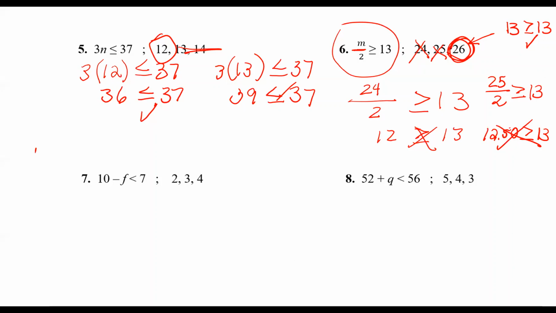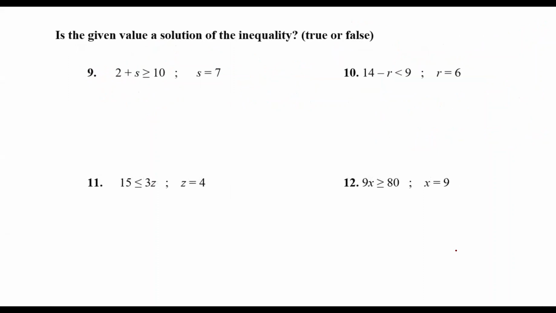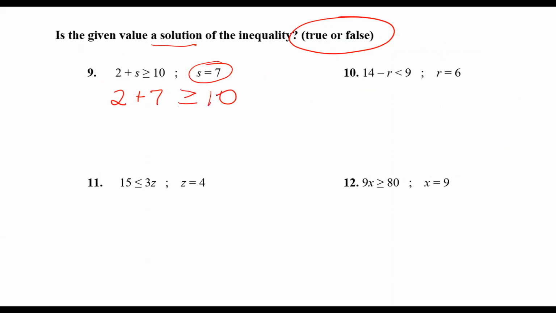All right, now let's look at, oh, we did some that are like that. Let's go ahead and look at these. This is a different type of problem a little bit. They're basically telling us, hey, I found the answer. Okay, and we're going to see if it's a possible solution. Are they right? Is the given value a solution of the inequality? And we're going to answer with true or false. So 2 plus S, and I'm going to take the 7 and plug it in for S. 2 plus 7 is greater than or equal to 10. Well, you just simplify the left side, simplify the right side, and then just rewrite the symbol, guys, going the same way, and that's how you're going to do this.